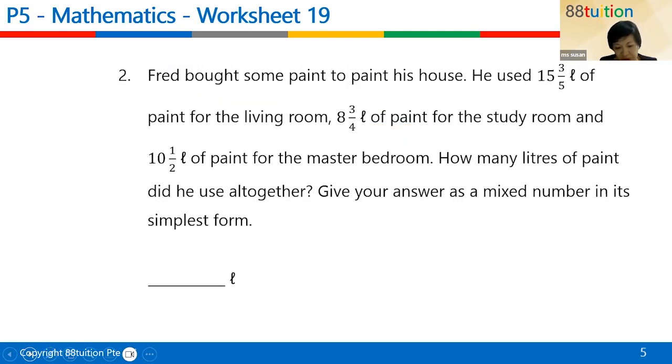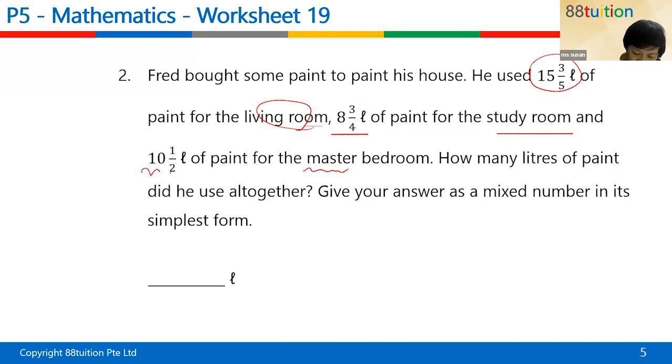Number 2, Fred bought some paint, and this is what he used for the living hall, so much for the study room, and this one for the master bedroom. So there are 3 types of usage. He wants to find the total liters he used for the entire painting, and he wants your answer in a mixed number. So you have to add 15 and 3 over 5.